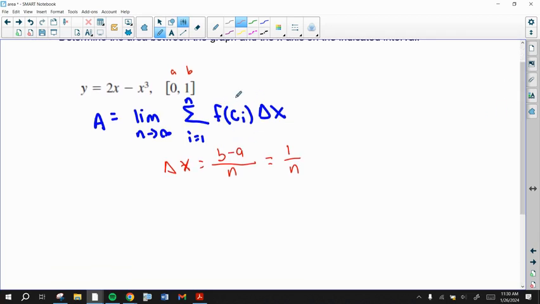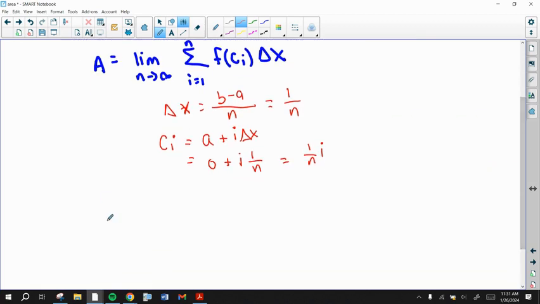C sub i is any value within each subinterval. So the easiest choice for c sub i is always the right endpoints. If you use right endpoints, the formula is very easy. It's a, where we're starting, plus i times that delta x we just calculated. In our case, a is 0. So c sub i is just 0 plus i times 1 over n, or simply 1 over n times i.